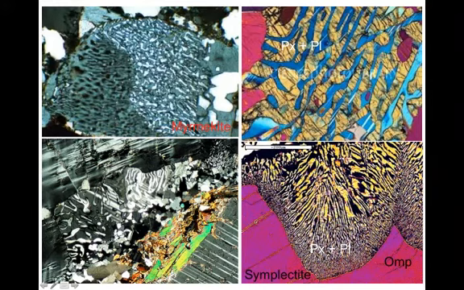On the right-hand side, symplectite is a similar kind of intergrowth, again resulting from a breakdown of an unstable mineral and a second phase crystallizing out of a first, or the original phase. And these two images, they're false color images, but these are symplectites of pyroxene and plagioclase growing together.